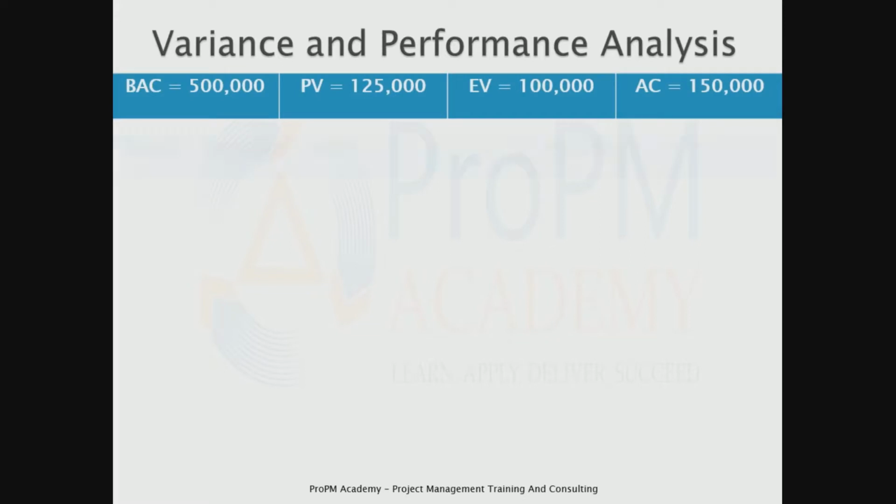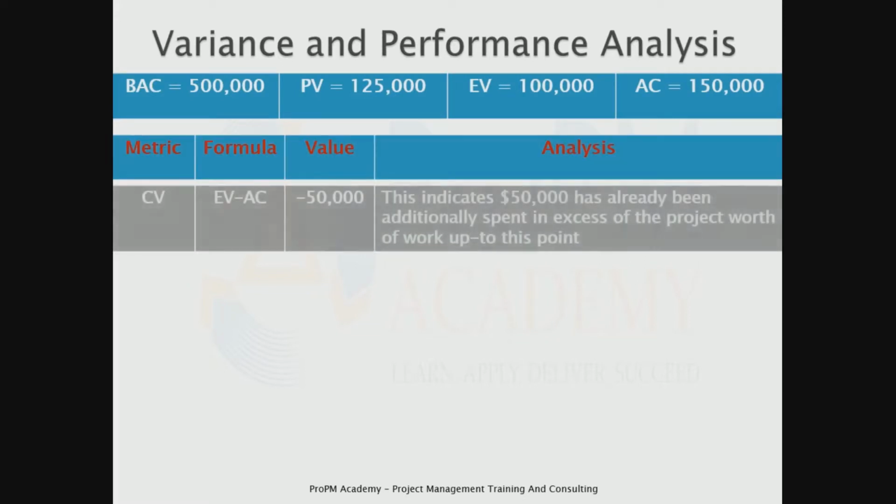Now let us say we wanted to calculate the cost variance. What is cost variance? If you look at the formula, it is earned value minus actual cost. So if you substitute the values, you get a value of minus 50,000. Minus 50,000 indicates that the project has already spent in excess of the worth of the work up to this point. That means the amount of work completed is less compared to the actual cost. So we have spent more money to realize lesser work.